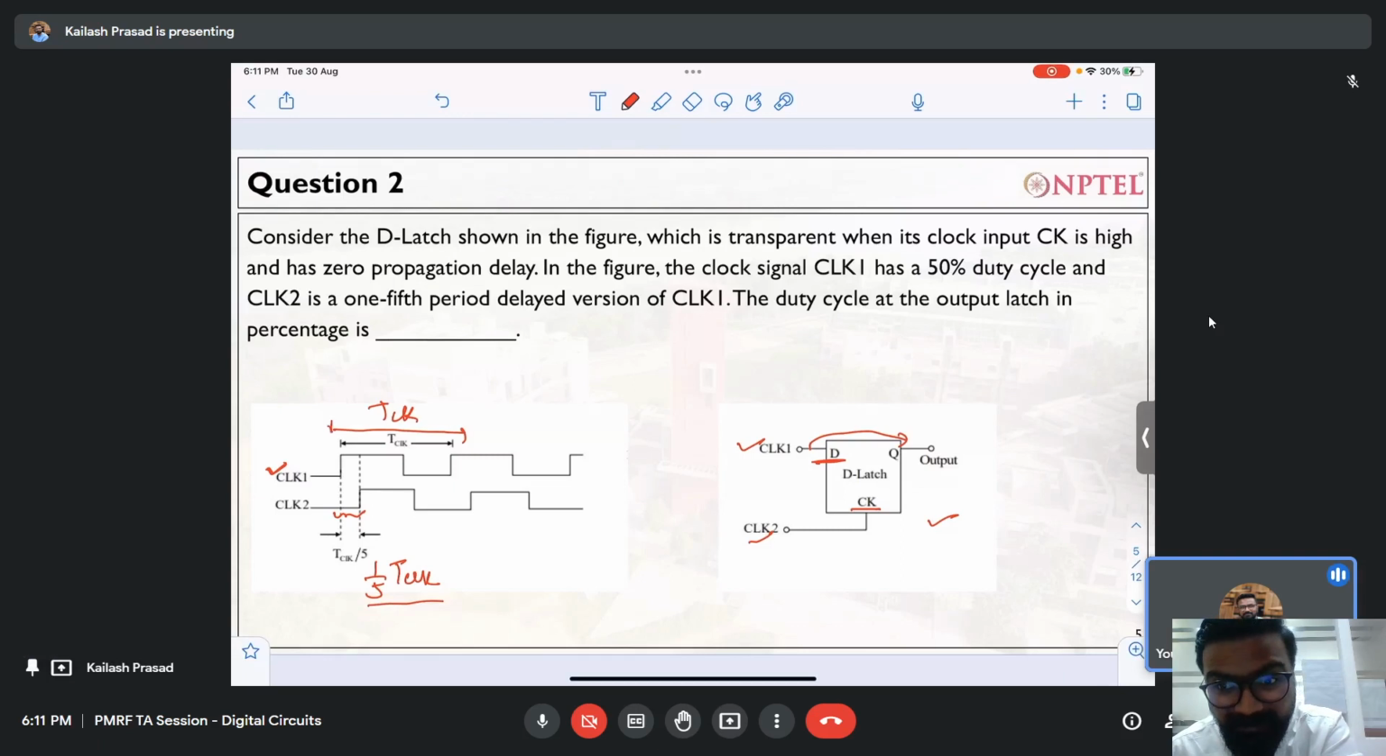The question here is the duty cycle at the output of the latch, in percentage. What will the duty cycle of this D latch output be? Can anybody tell me what you mean by duty cycle? Anybody know what the duty cycle is? On time upon total time. Okay, so this can be considered as T on versus T total. That is correct, so that is my duty cycle. Now, can anybody tell me what should be the duty cycle over here?